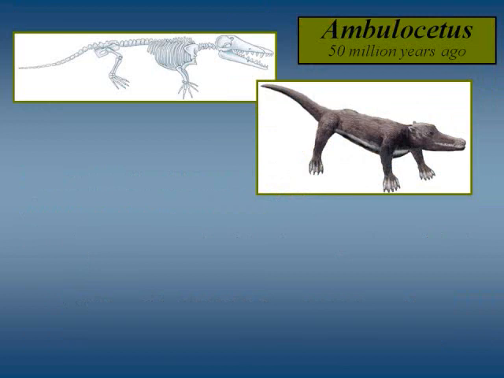Next we have Ambulocetus. Say Ambulocetus. Now this guy lived 50 million years ago, so he's a little bit younger than Pakicetus. And again, you can see the artist's rendition of what he may have looked like, his physical shape and characteristics. You can also see a drawing of the skeletal remains that they have found fossilized.